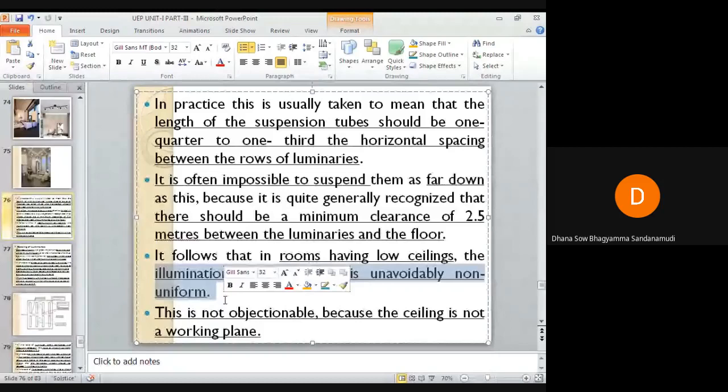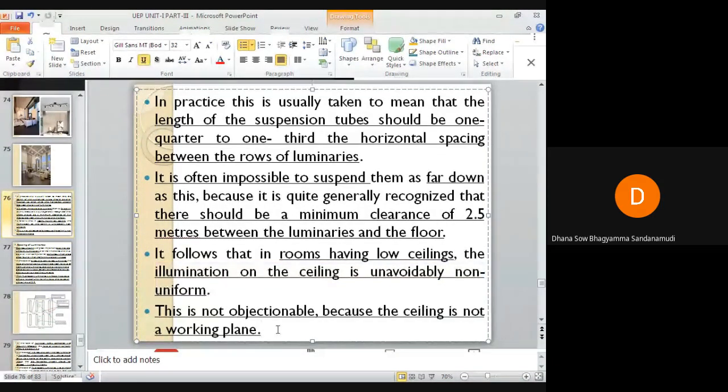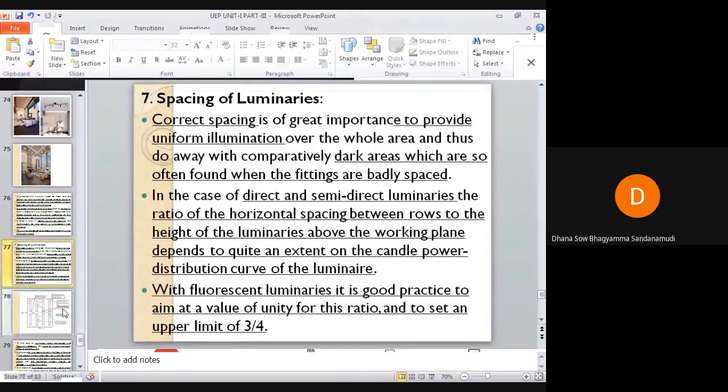If the room has a lower ceiling, the illumination on the ceiling is unavoidably non-uniform, but it is not of much importance. Why? Because the ceiling is not the work plane. For the illumination on the ceiling to be uniform, the ceiling should be very high. So for a low ceiling you can't get uniform illumination, but since the ceiling is not the work plane, it is not of much importance. Next, spacing of the luminaries.